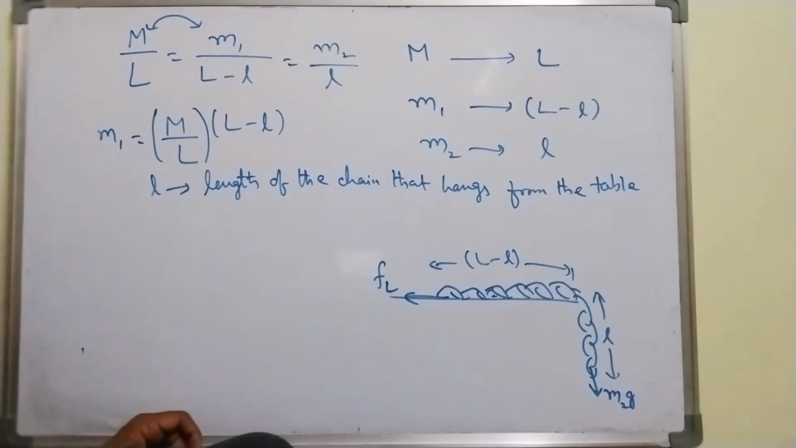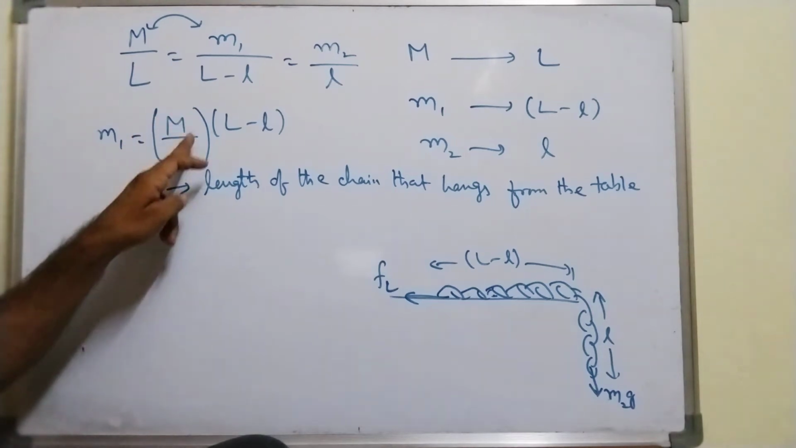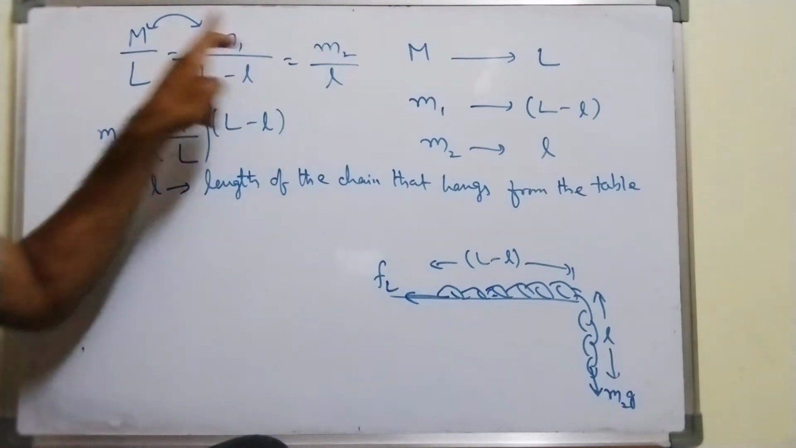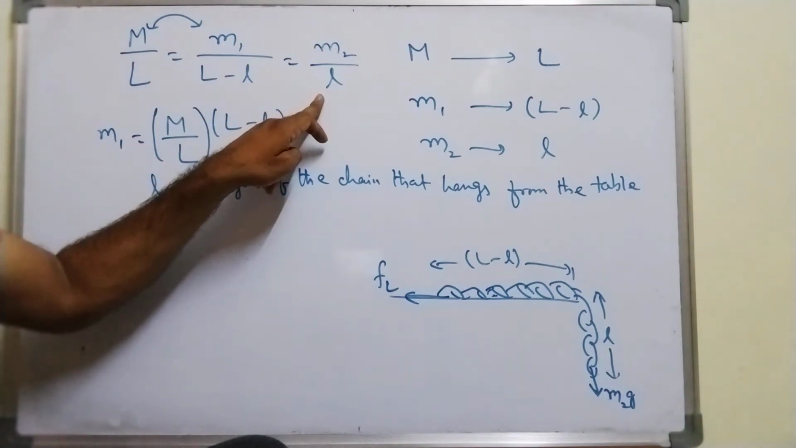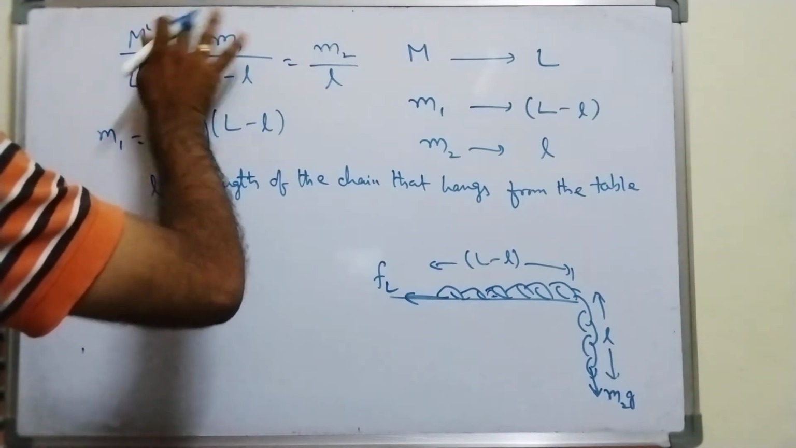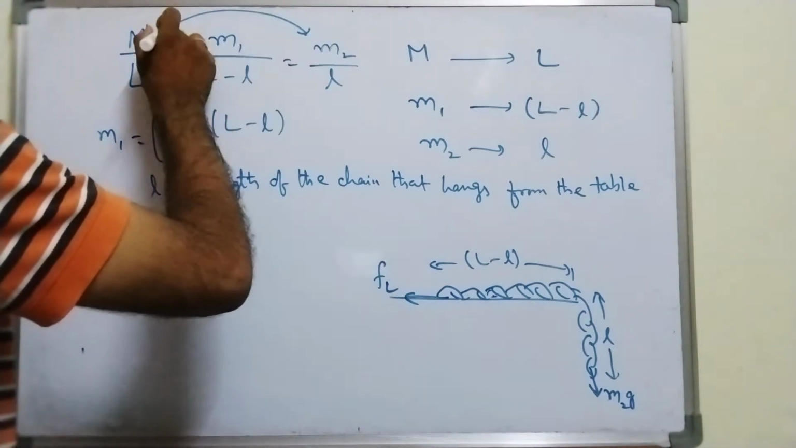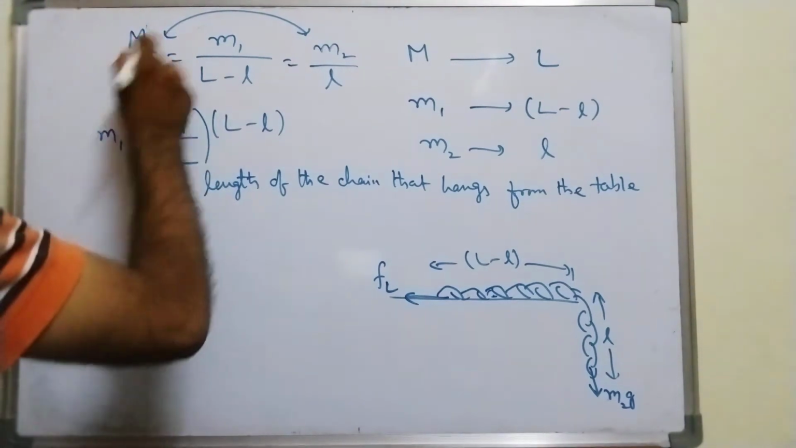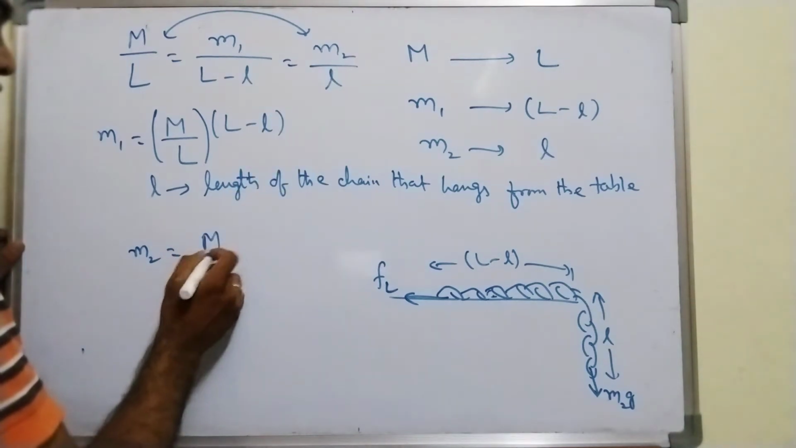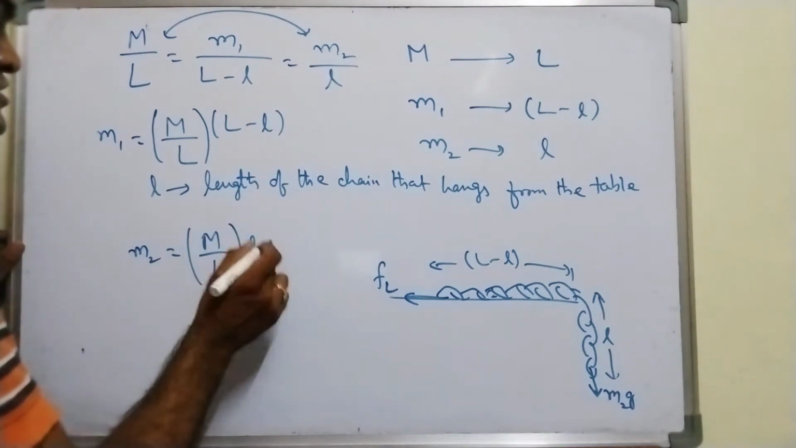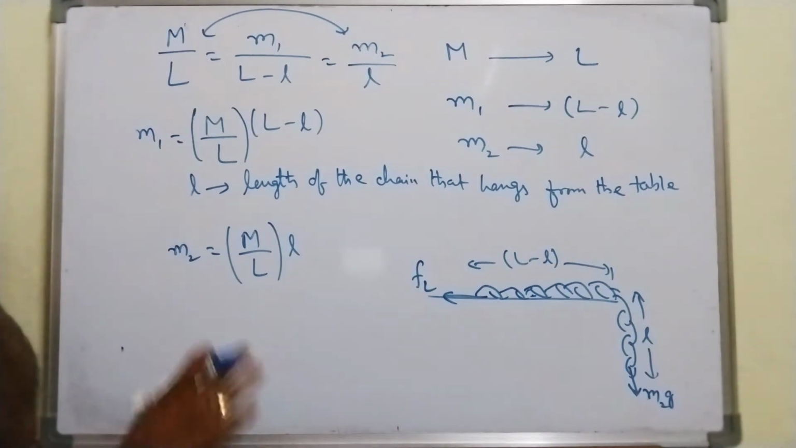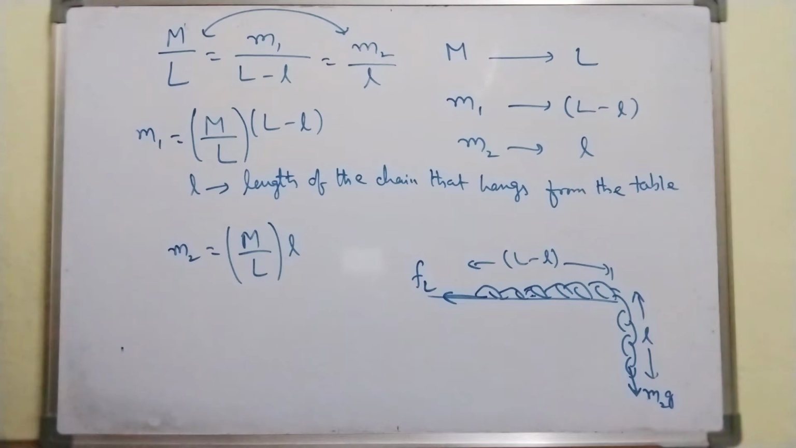Now I got the value of M1 as M by L into L minus l. This is one case. And also I can equate these two: M by L is equal to M2 by l. Is it not? So if I equate these two, M2 is equal to M by L into l. This is the value of M2.